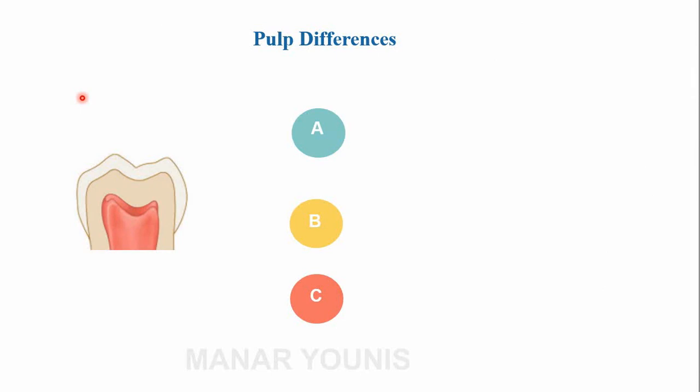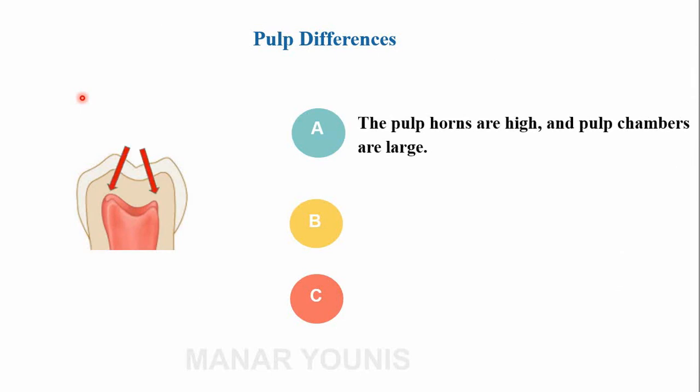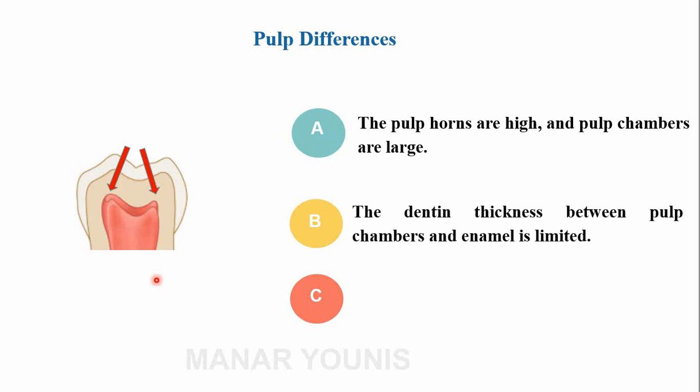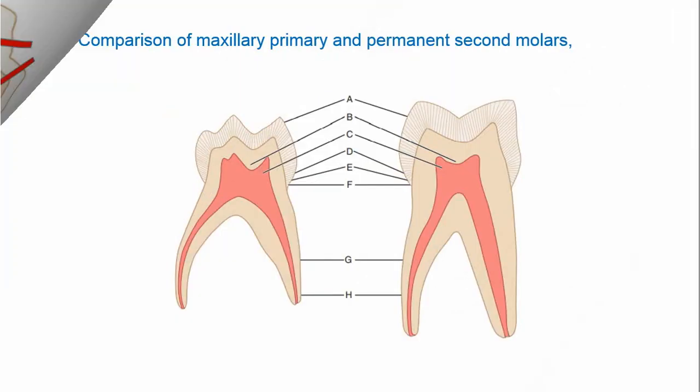Differences regarding pulp chamber and pulp canal. Pulp horns are high and pulp chambers are large compared with the permanent teeth. Dentin thickness between pulp chamber and enamel is limited. So the thickness of dentin between enamel and pulp chamber is less than that in the permanent teeth. Pulp canals are ribbon-like with a tortuous path.